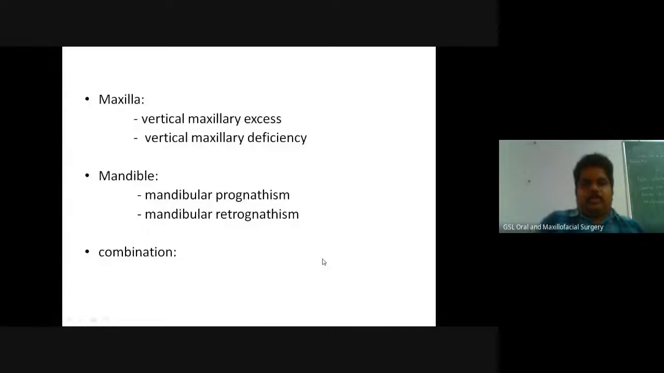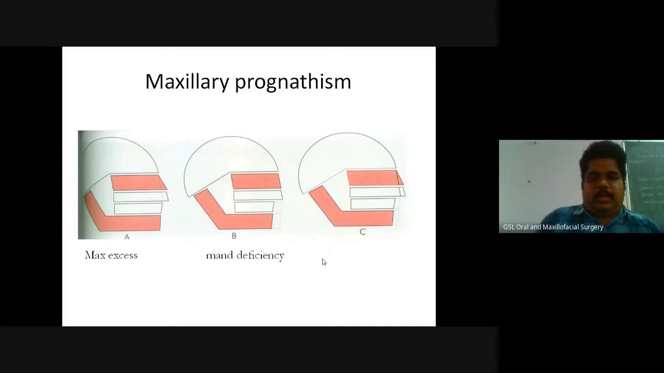Let's go next. What you concentrate on in facial symmetry is with respect to the jaws. Maxilla will have vertical maxillary excess or vertical maxillary deficiency. Coming to the mandible, we have mandibular prognathism or mandibular retrognathism, or you may have a combination of maxilla and mandible both in the patient. Let's go to this diagram showing the top part, which is your skull, and the lower part. The red part is your maxilla, and the white block is the dentoalveolar portion of the maxilla. The same thing holds for this: this is the mandible, and this is the dentoalveolar part of the mandible.